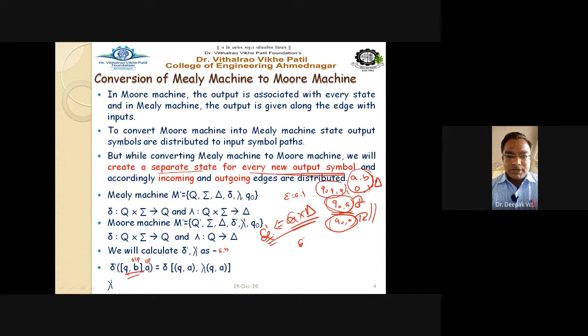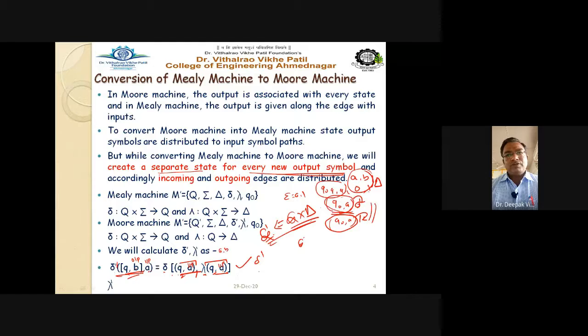Then how to find out the transition? Delta dash. How to find out this delta dash? It is given in the equation, equal to delta(q, a) comma lambda(q, a). This is the transition, and this is your output function. So you have to find the output for q comma a, where q is the state and a is the input. So this is the first step to find out the delta.